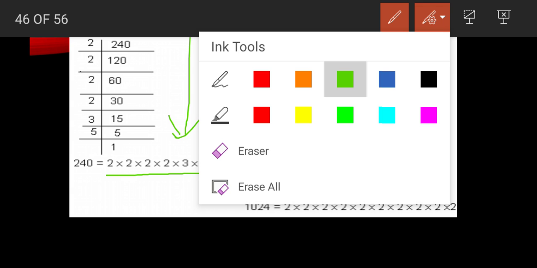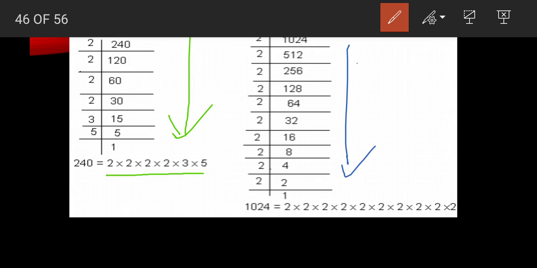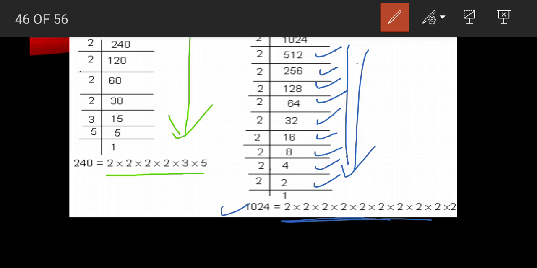Here I have prime factorized 1024 in this way. Look at this. You have to divide this number by 2 repeatedly to get the prime factorization. First I have divided by 2, that is I have got 512. Again divided by 2 to get 256. Again divided by 2, I got 128. Then divided by 2 to get 64. Now divided by 2 to get 32. Divided by 2 get 16. Divided by 2 get 8. Divided by 2 get 4. Divided by 2 get 1. So here is the prime factorization of 1024.